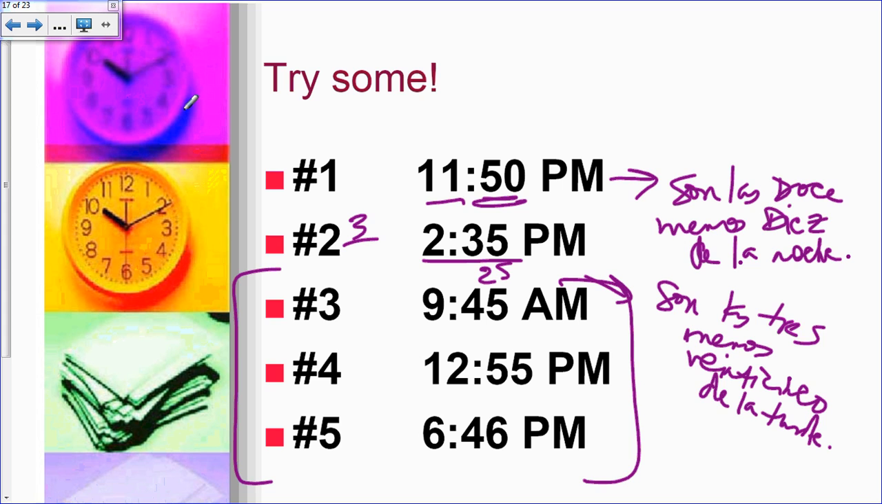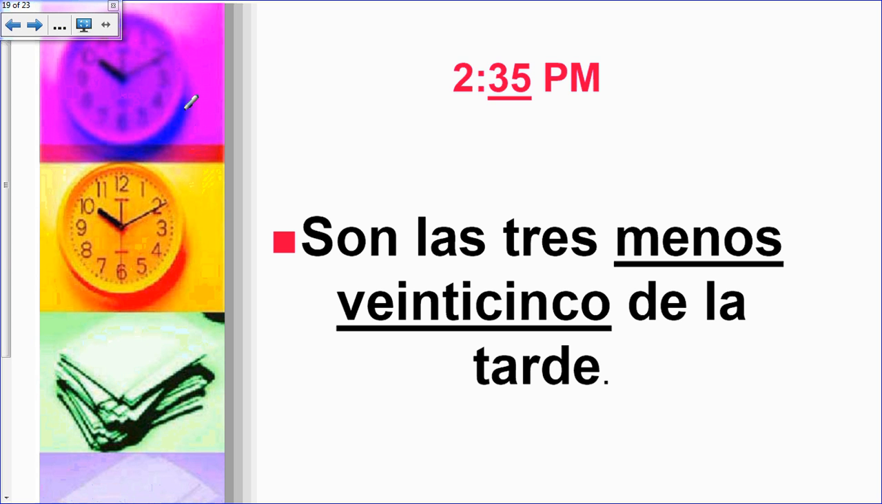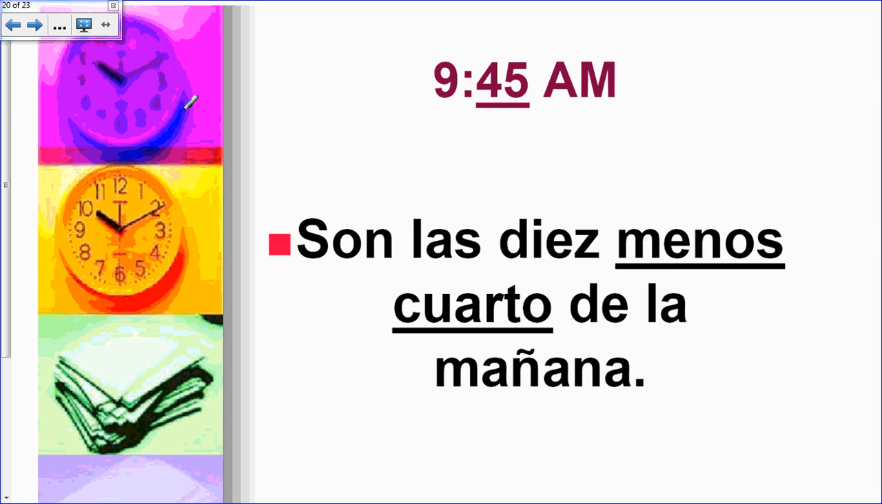Okay, vamos a empezar. So we went through 11:50 p.m. We said son las 12 menos 10 de la noche, 12 o'clock minus 10 minutes. We went through this one: son las 3 menos 25 de la tarde. So the next one, número tres, 9:45 a.m. We're rounding up to 10. So we're going to say son las 10 menos. Remember what we do when we have 45. We always have a special expression, menos cuarto de la mañana.